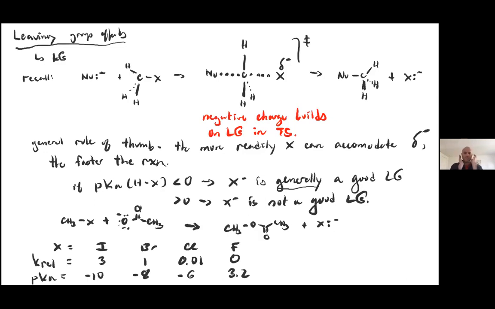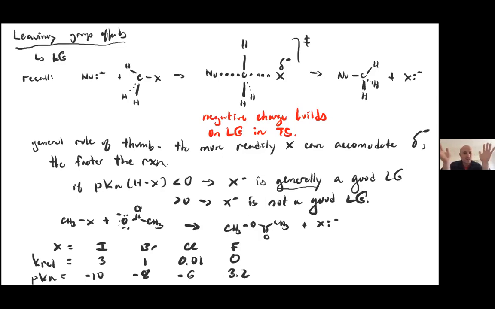So, these data basically support what I just told you. The fastest reacting substrate is the one where the leaving group X minus is most stable. Another way to put that is that the conjugate acid of the leaving group is most acidic.